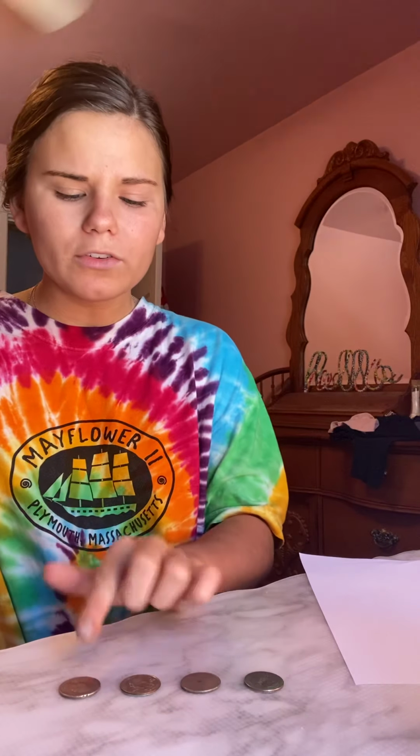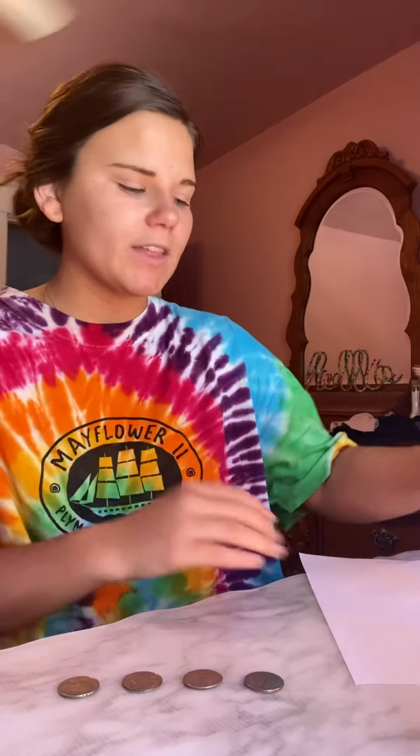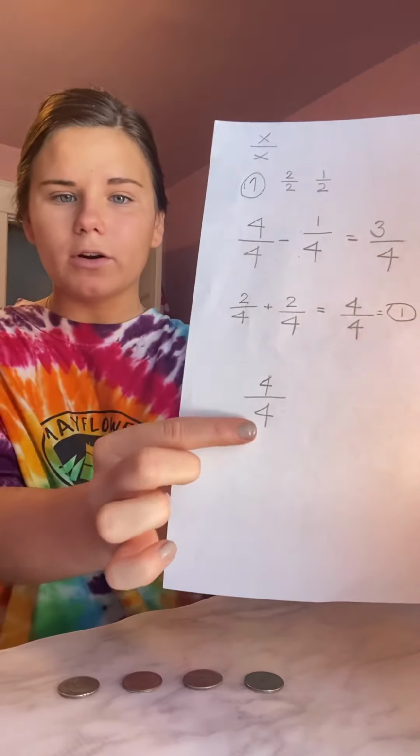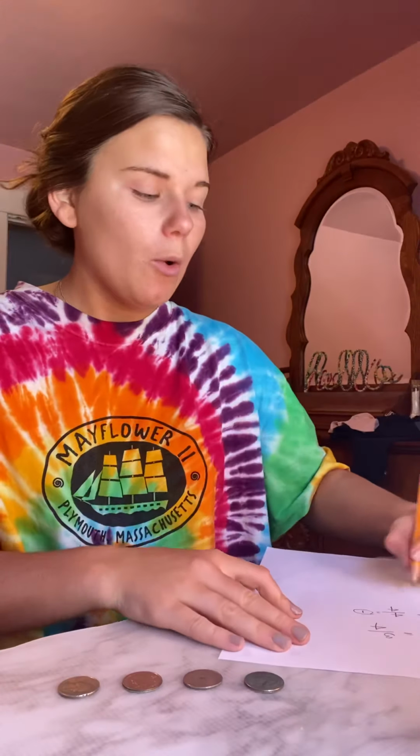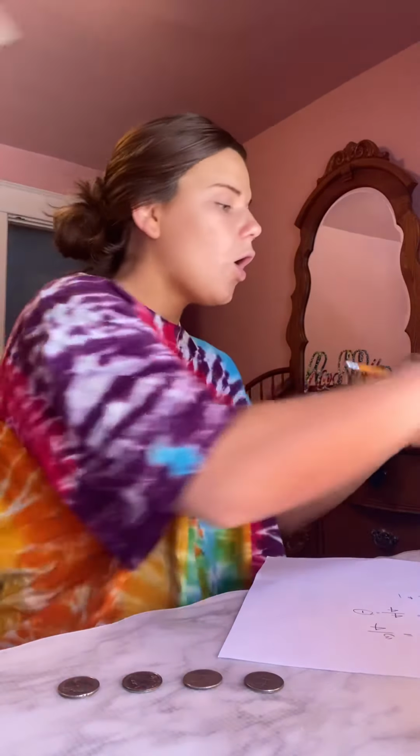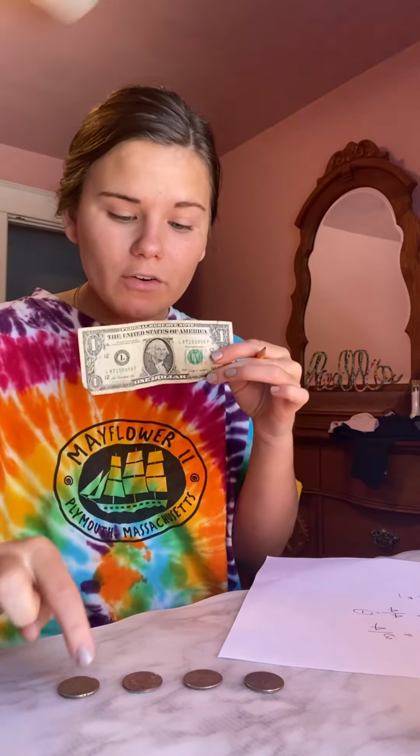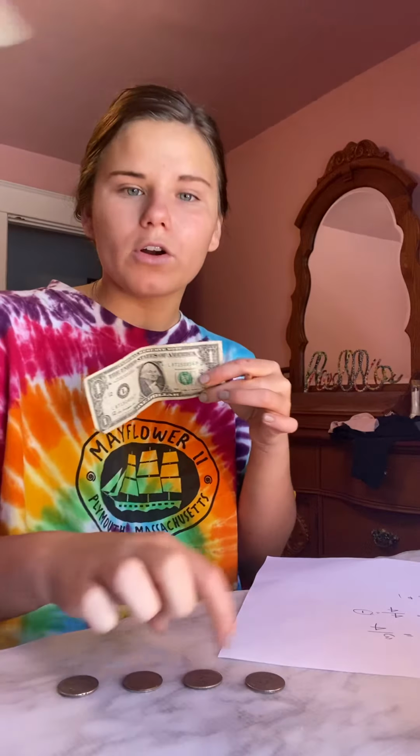So when we have 4 quarters in total, that's going to be our denominator, remember? 4 quarters in total. So 1, 2, 3, 4. That's our bottom number, right? So let's go ahead and write that down. Even if you don't have the 4 quarters, that's our bottom number. So $1 equals 1, 2, 3, 4 of those quarters. So that's 4 over 4. See that? And that equals $1, which is the same thing as one whole. One whole dollar equals 4 out of the 4 quarters, okay?